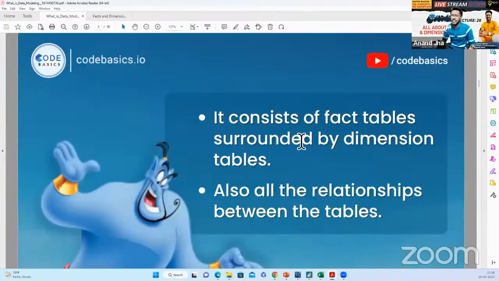Now, if you see this, there are two categories of tables in data analyst terminology. These are called fact tables and these are called surrounding tables, like you are surrounded by your friends and your family. In the same way, any Power BI model or any modeling which you do consists of fact tables surrounded by dimension tables and the relationships between the tables. So there are two terms, fact tables and dimension tables. But what is the meaning of this? How do we know which one is a fact table and which one is a dimension table?